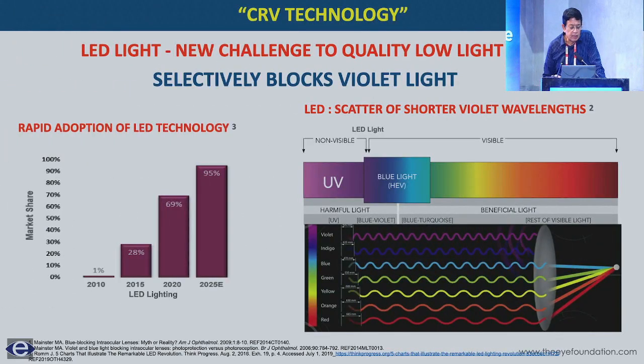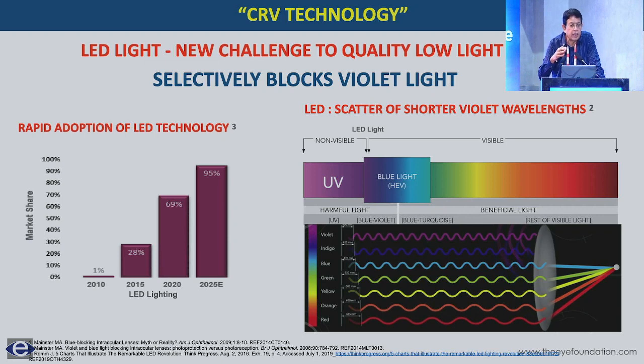And you can see this lens, another important factor incorporated in this is that it has specific blocking of the violet light, while it allows the blue light to pass through. When you talk about the conventional blue blockers, they block up to 480 nanometers. 400 to 440 is violet, 440 to 480 is blue light.